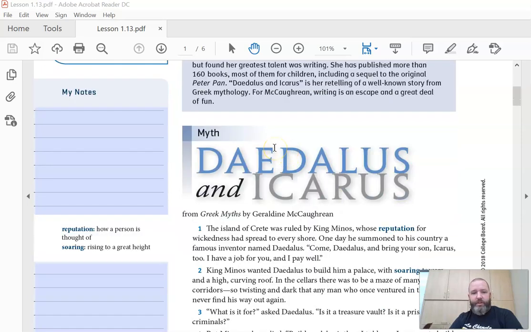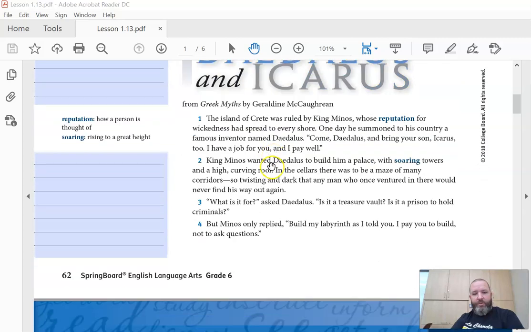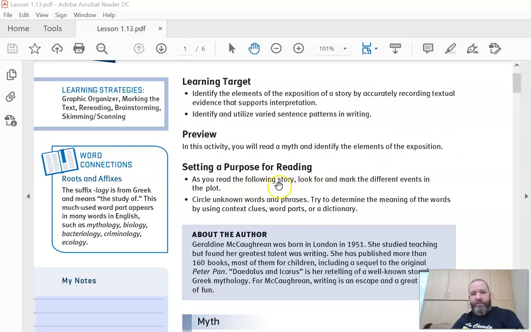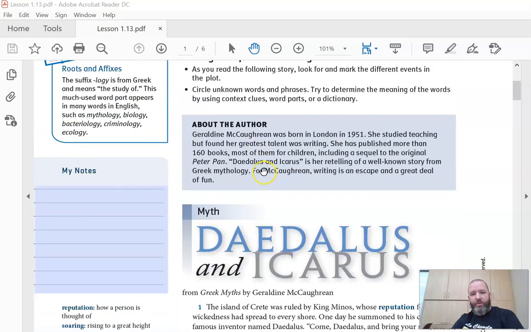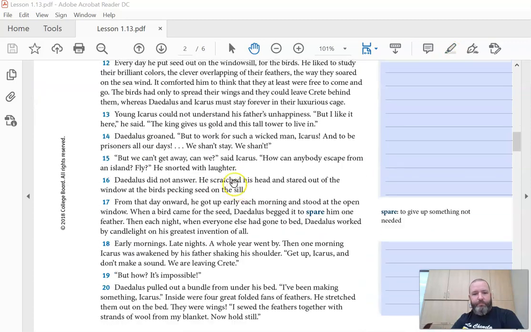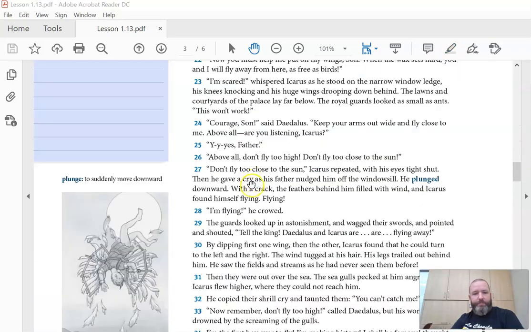Alright, so we're going to be looking at the story of Daedalus, is how you pronounce that. I know it looks like Daedalus, but this is from ancient Greece, and in Greek, the A and the E, I don't know if you've ever seen it, get mushed together into like one letter. And so it's pronounced Daedalus and Icarus. Okay, so as you read the story, make sure that you're looking for the different events and identifying unknown words and phrases. Okay, so you can use the highlighter feature up here, and the My Notes sections as well.